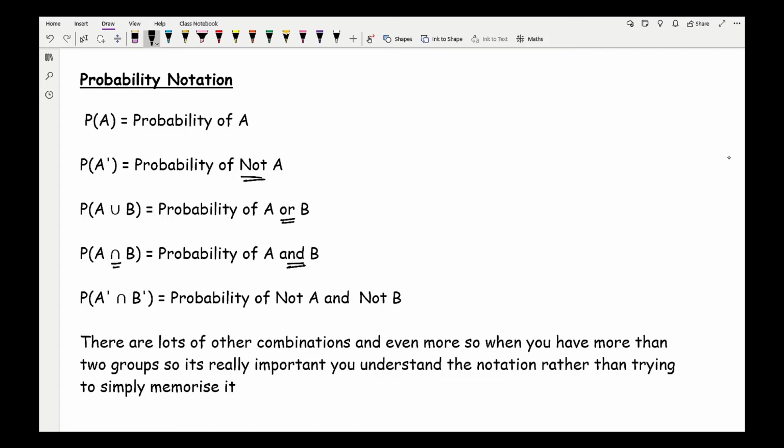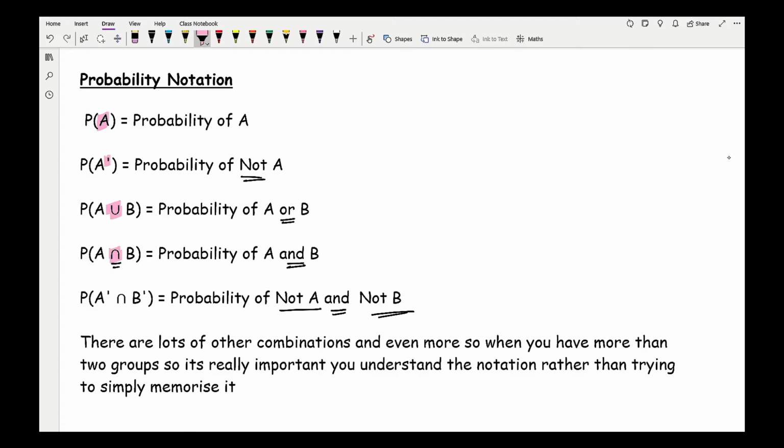And then obviously here we've got A dash and B dash, which basically means probability of not A and not B. Now there are lots of other combinations, even more so when you have more than two groups, so it's really important that you understand the notation rather than trying to simply memorize it. I would say the most important thing is recognizing what probability of A means, what the dash means, what this U symbol means, and what this "and" symbol means.